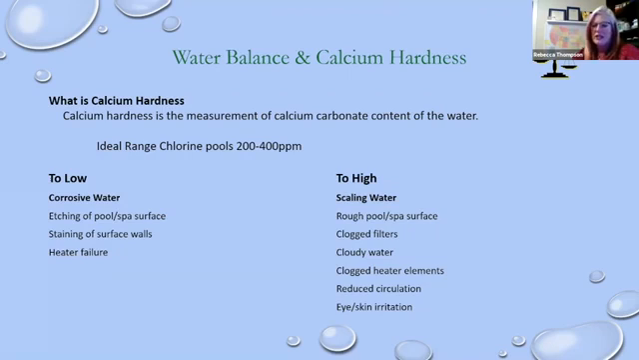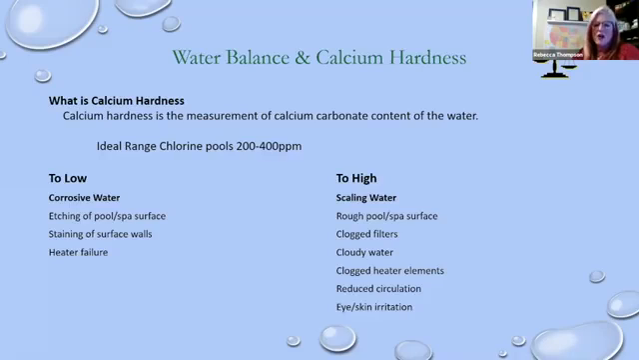Calcium hardness is the measurement of calcium carbonate content of the water, and that's dissolved calcium in the water. Most of the time, city water, it's not that high. A lot of the times, well water, it is. I know with traveling a lot, different areas of the country have higher calcium in their water than other areas. In, say, Michigan, they have high calcium due to minerals in the ground. In northern Indiana, we have low calcium.